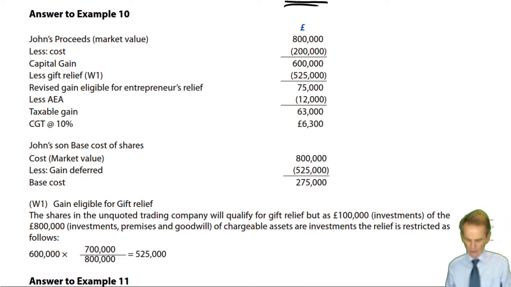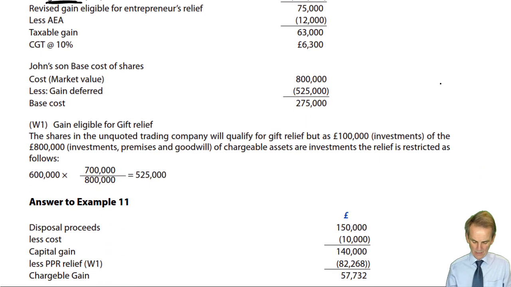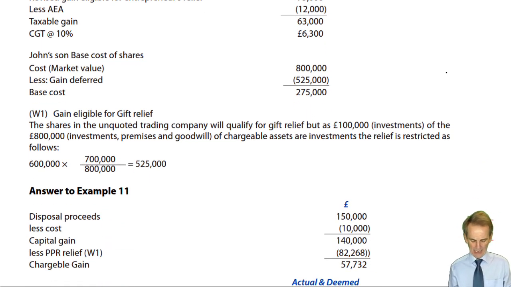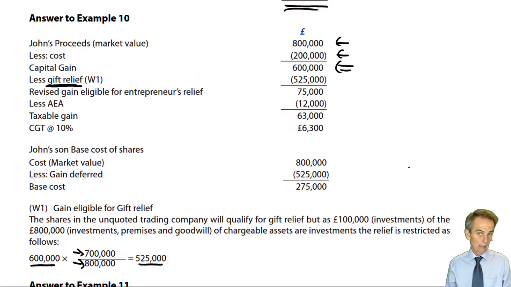Okay, hopefully, therefore, we're looking at the numbers that you can see here on the screen. We know the market value, 800, the cost, 200, so there's your chargeable gain of 600. The big question was how much of that overall gain would be eligible for a gift relief claim. We have already worked out, looking at the balance sheet of the company, that we have chargeable business assets of £700,000 over total chargeable assets, the business assets plus the investments, of £800,000. That therefore applied to £600,000 of gain equals £525,000. So, if of course the gift relief claim is made, John can't defer all of the 600 gain, only 525. That therefore will still leave £75,000 of gain, and well, there's your answer.